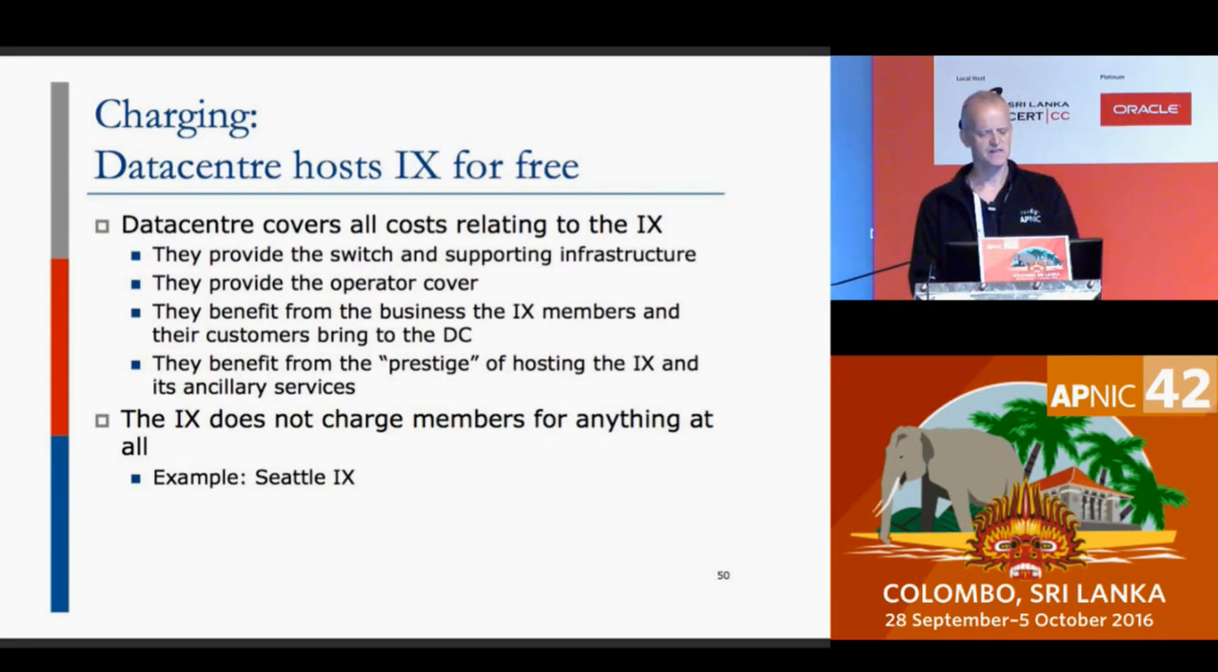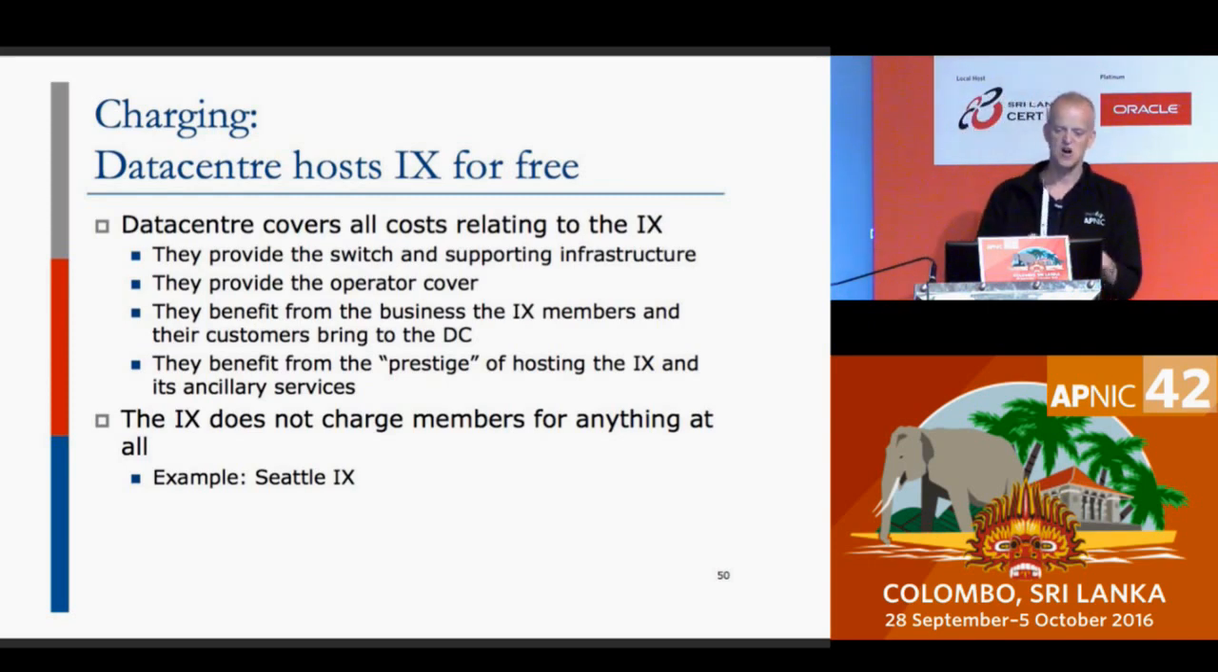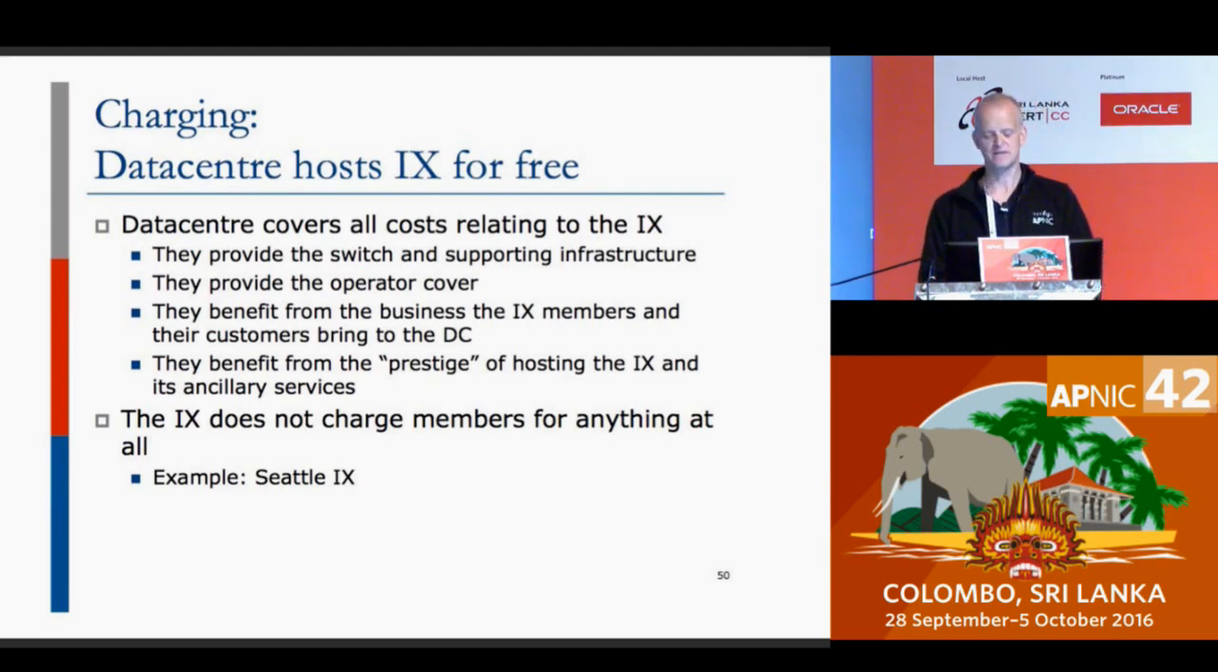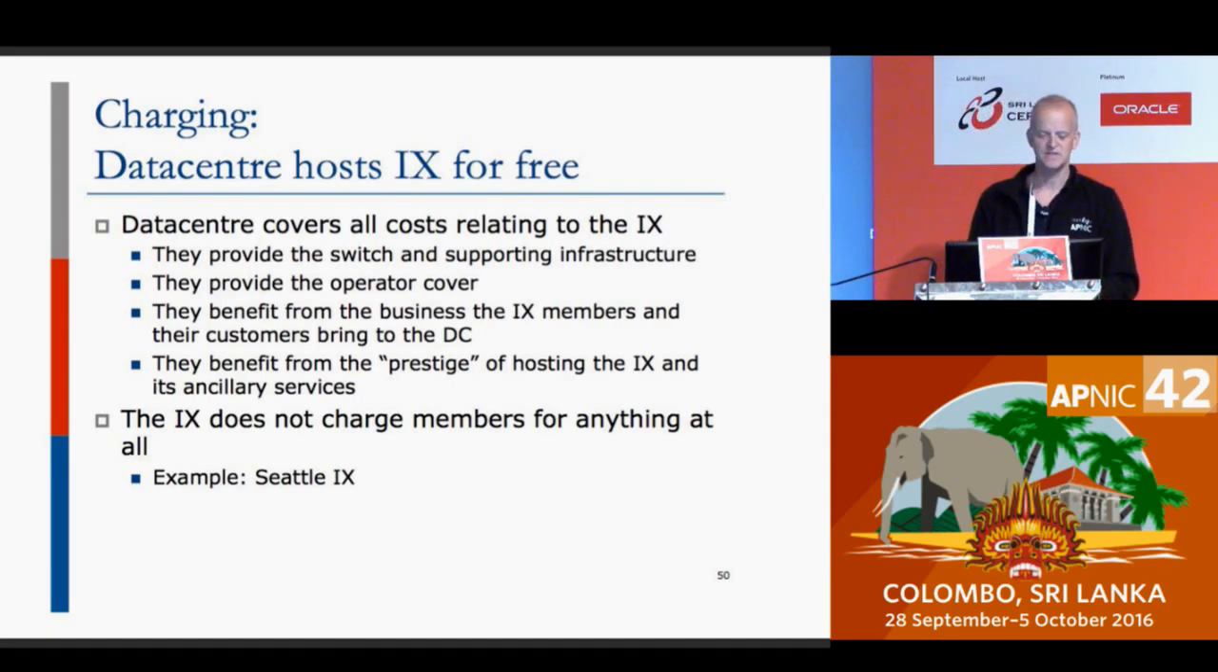This is the first example. Data center hosts the IX for free. So they cover all costs relating. They provide the switch, supporting infrastructure, operator cover, benefit from the business of the IX members, and the customers they bring to the DC. And they benefit from the prestige of hosting the IX and all its services. So here's one example where the IX doesn't charge members for anything at all. Seattle IX is kind of the biggest example of free for everybody to participate, which is very, very nice to see.